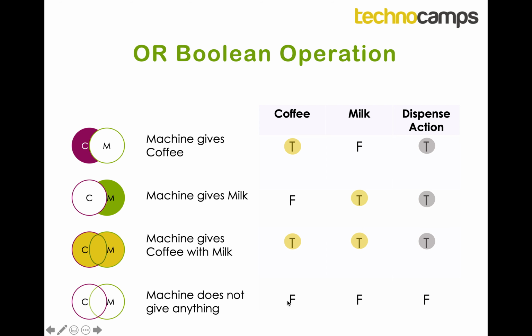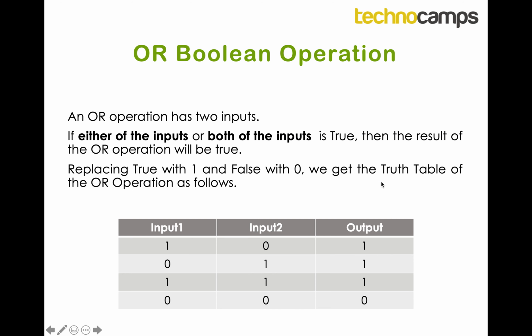So in the case where you did not press anything at all, it didn't do anything, so the result was always false. This is an example of an OR operation, or Boolean operation. I have replaced the true and false with ones and zeros here, so it's easy for you. Can you see all the ones on the output? So some output will be produced if either of the inputs or both the inputs are 1.